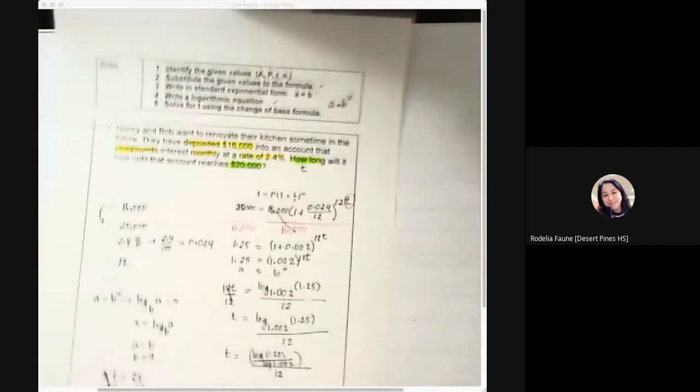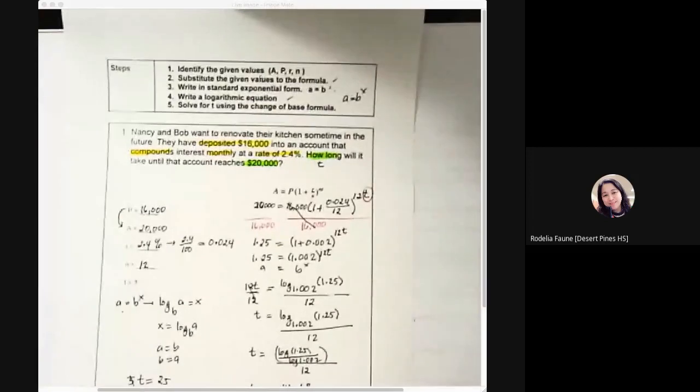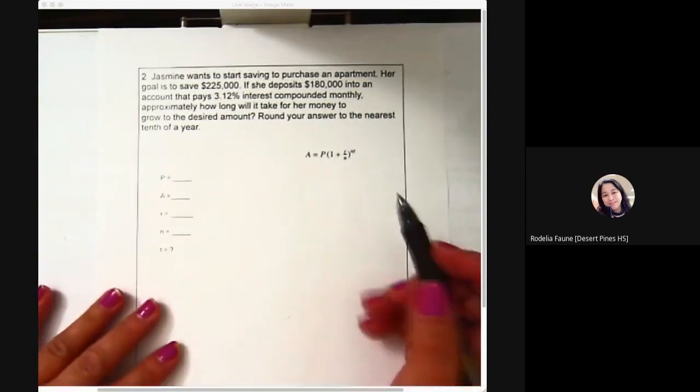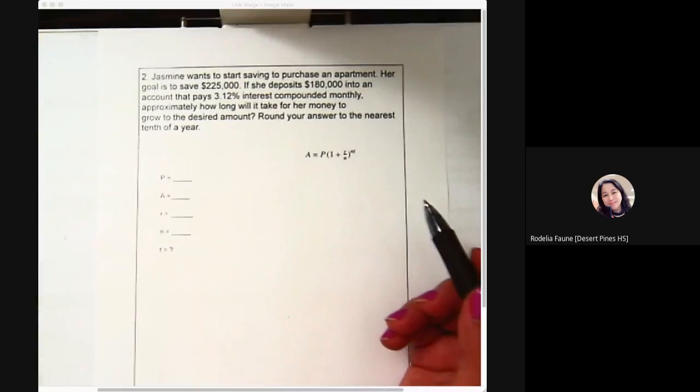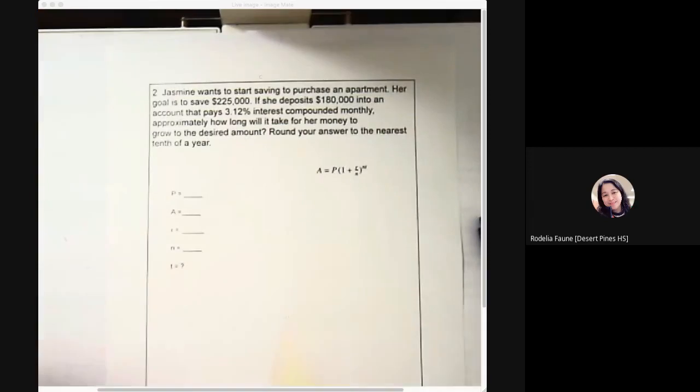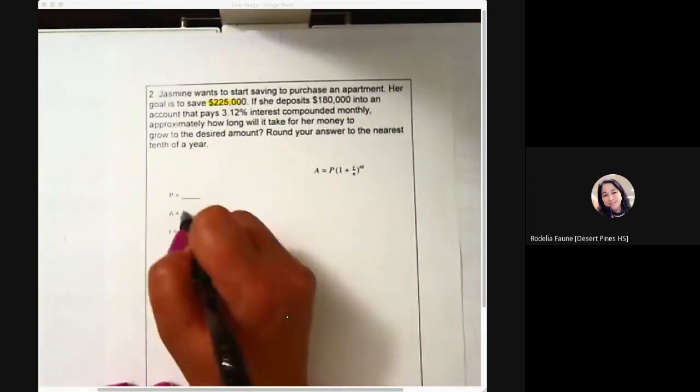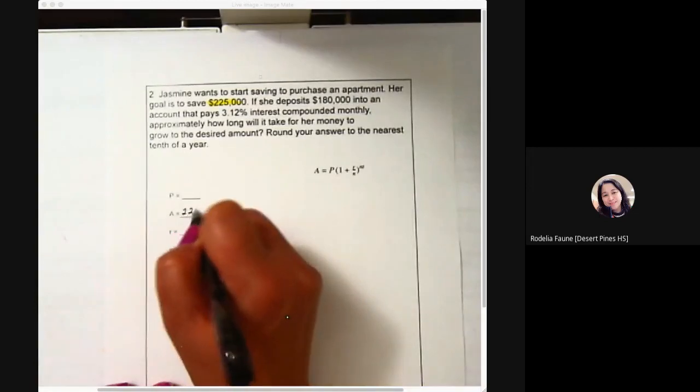Okay, let's have one more problem. Let me change this one. And here is my second problem. So Jasmine wants to start saving to purchase an apartment. Her goal is to save 225,000. This is her goal. So meaning to say, this is our A, 225,000.